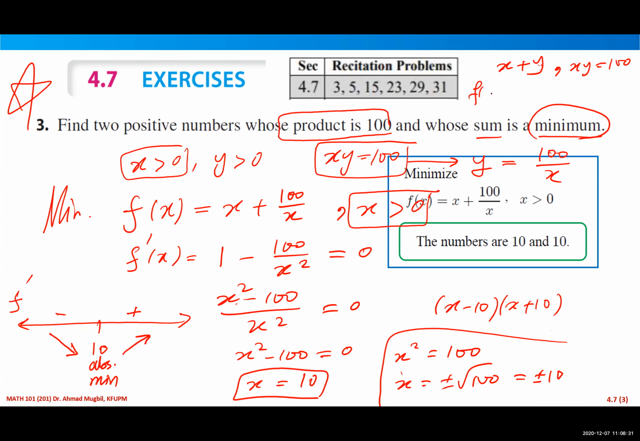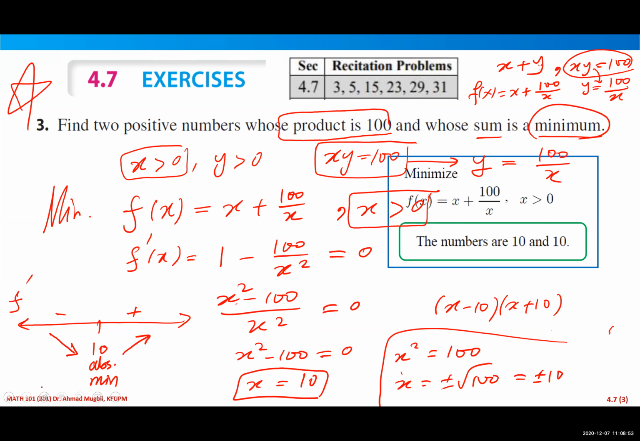Now I want this to be a function of x only. So I have x plus y. I will replace y from this equation. From this equation, I have y equals 100 over x. So write 100 over x instead of y. We just solved this equation. Okay, thank you. Welcome. Okay, is it clear?